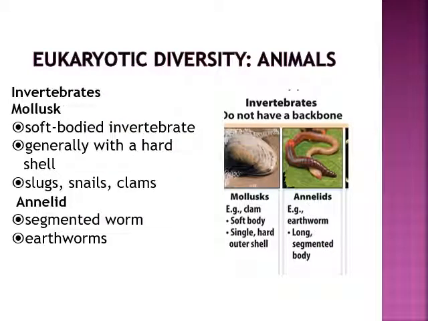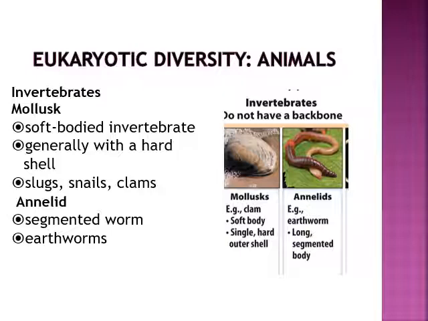Okay. So within our invertebrates, we'll talk first about mollusks. These guys are soft-bodied invertebrates. They generally do have a hard shell, but the body is soft. So these are things like slugs, snails, clams. And these guys are pretty cool because they digest dead plant material and then they help recycle those nutrients. They're like little recyclers as well, kind of like the fungi are for us.